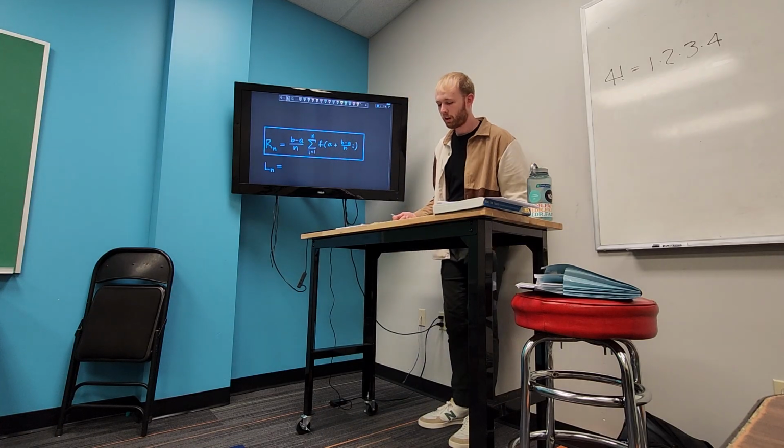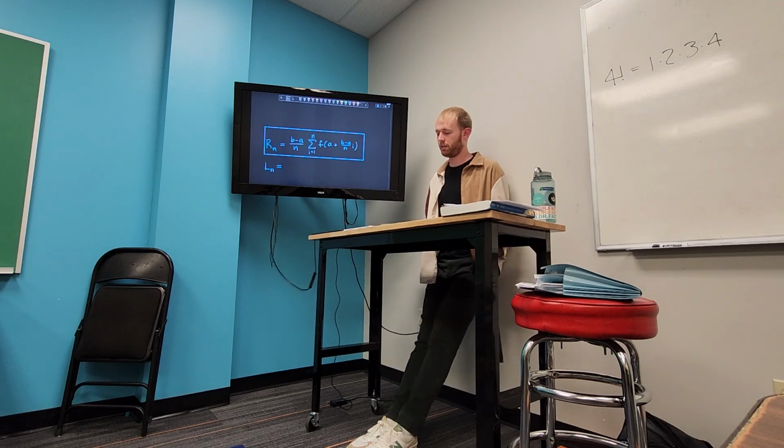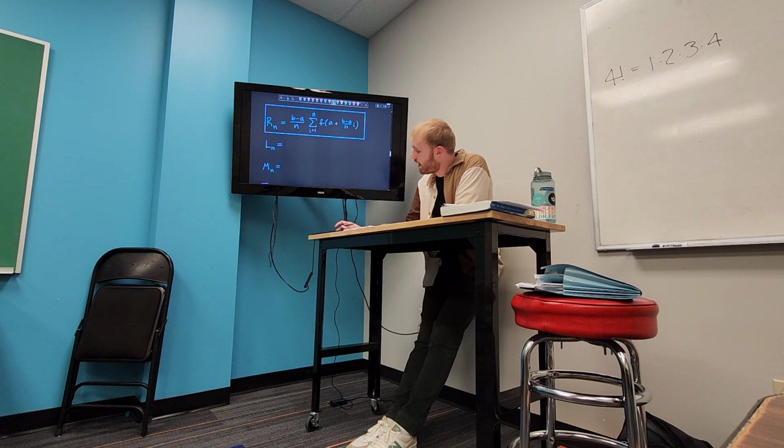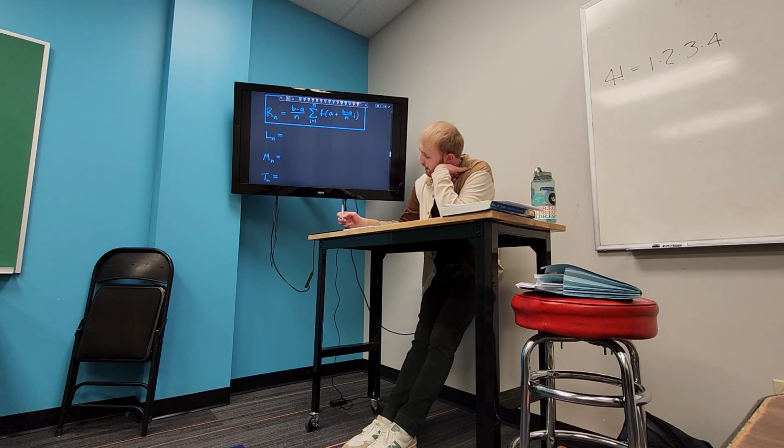Okay, so here are the other ones. I want you to copy them down exactly as you see them. They differ from each other just slightly, but we're going to break it down as much as we can before we run out of time. A left Riemann sum is b minus a over n, which is the width, times the sum of i equals 0 to n minus 1 of f of a plus b minus a over n times i.